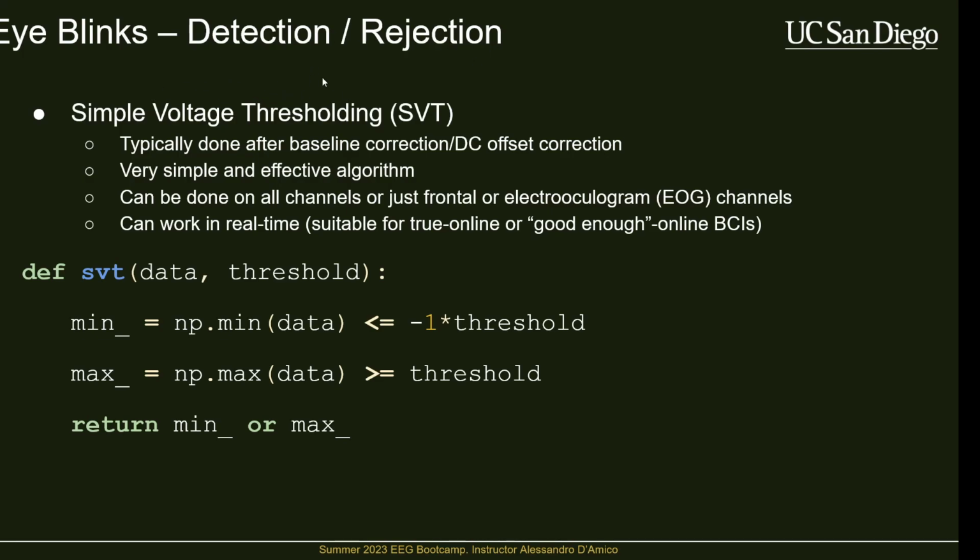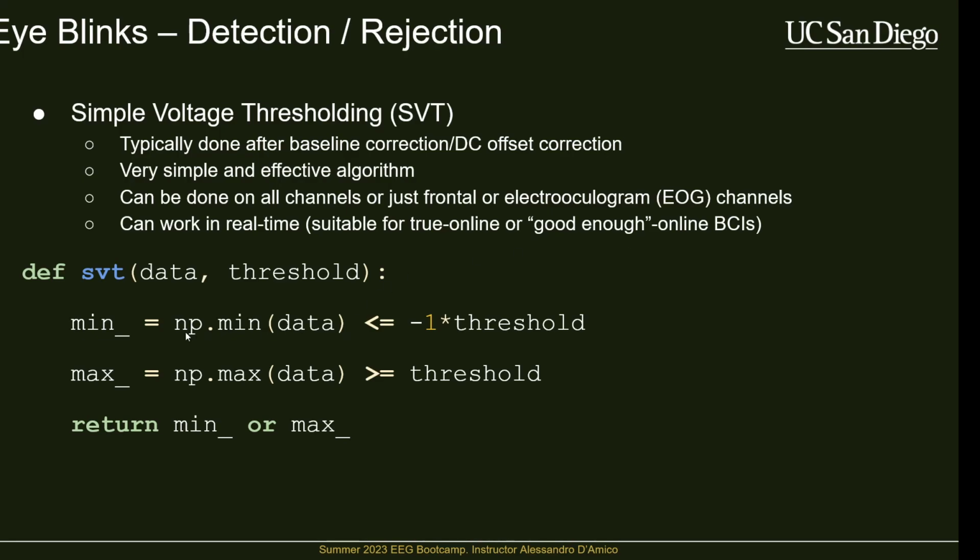And so therefore, if you're doing simple voltage thresholding, you can't just say, okay, I want anything above 100 microvolts to be rejected if all of your signals are at random offsets. And this is an artifact of digitizing and recording. It's not a big deal, but baseline correcting essentially removes that offset and puts everything at 0. You can do this on all of your channels, or you can just apply it on your frontal channels, or if you're recording from specific eye channels, which are called EOGs, then those are the best ones to do this on. And you can even do this in real time.